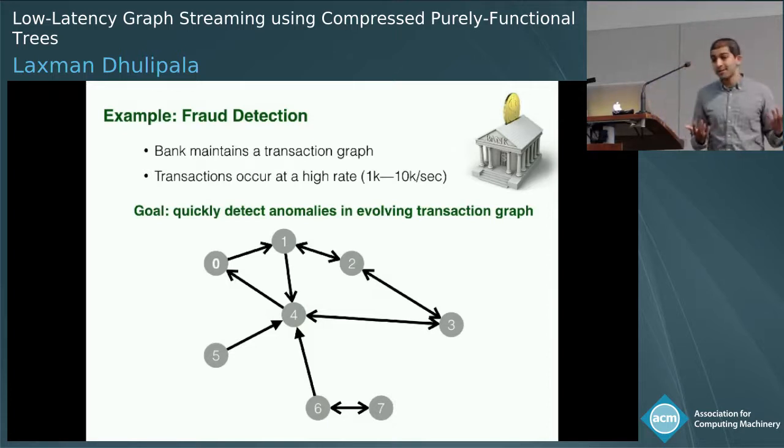As an example of the graph streaming model, I want to motivate it with one particular example, which is fraud detection. Here you might be working at a bank and you have a transaction graph.